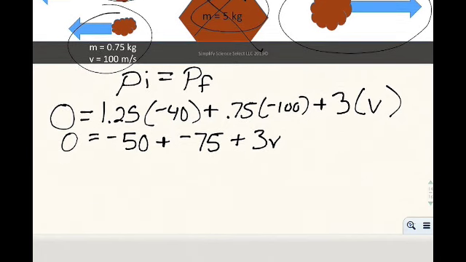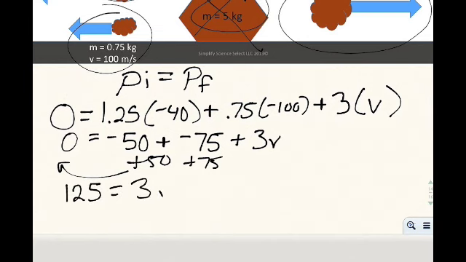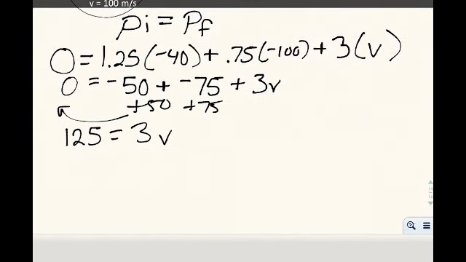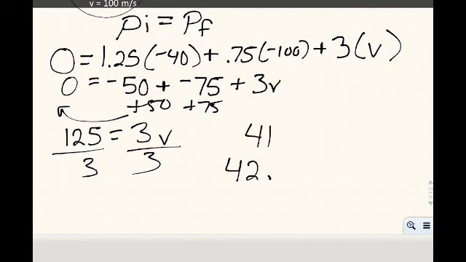So now you can combine these terms. I'm going to move both of them to the other side. So I'm going to add 50 and I'm going to add 75 to both sides. And when I do that, I get 125 equals 3v. You would divide both sides by 3. And when you do that, you get something around 42. You're going to have a repeating decimal that you don't want to deal with. It's really 41.67, but that's roughly 42.